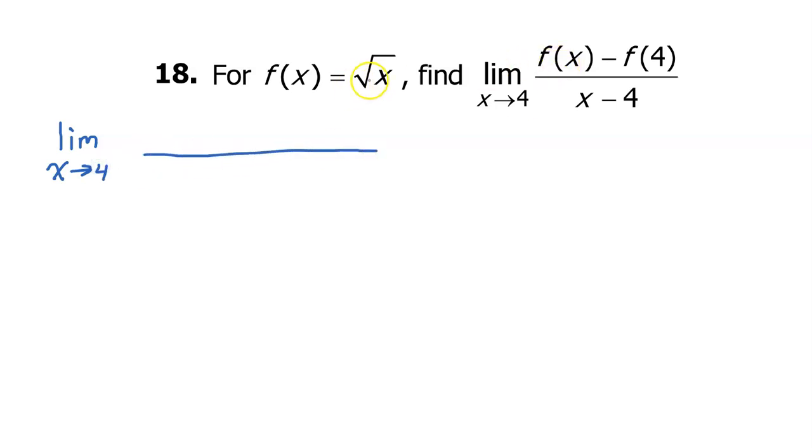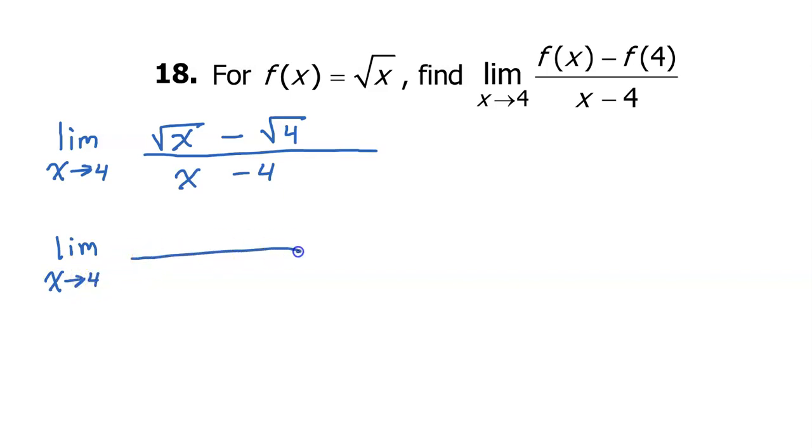Now f of x is the square root of x. And then we have f at 4, so that would be the square root of 4. And the denominator remains x minus 4. Simplifying here, the square root of 4 is 2, so we get the limit as x approaches 4 of the square root of x minus 2 over x minus 4.